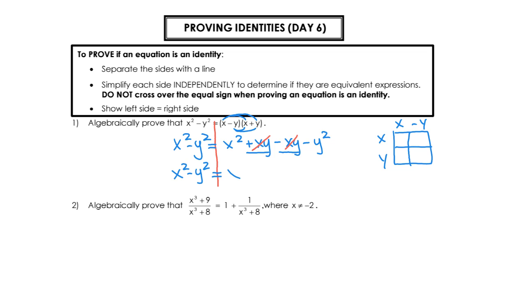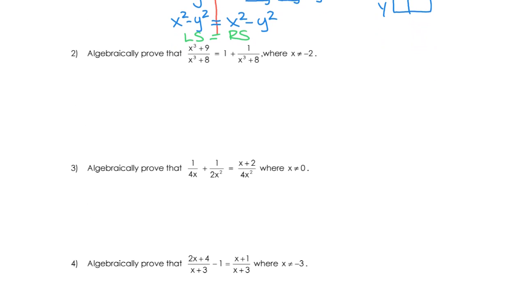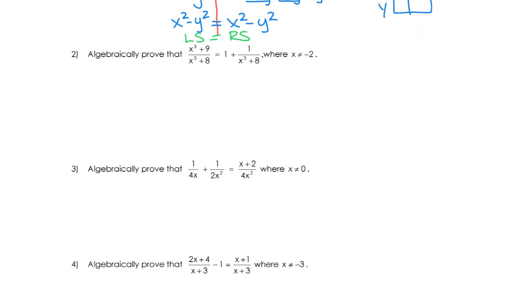equal to the right side, which is x squared minus y squared. And there it is again. The left side equals the right side. And that one is finished. Okay, let's see what else they got. So again, you could tweak either side there to get the left side to equal the right side. Sometimes you can, sometimes you can't.